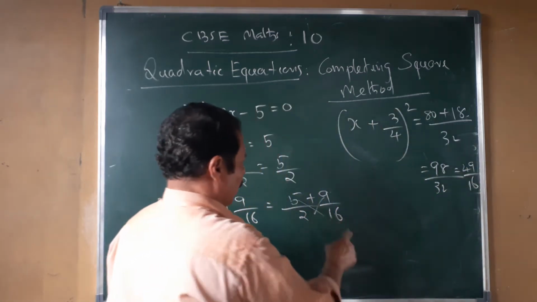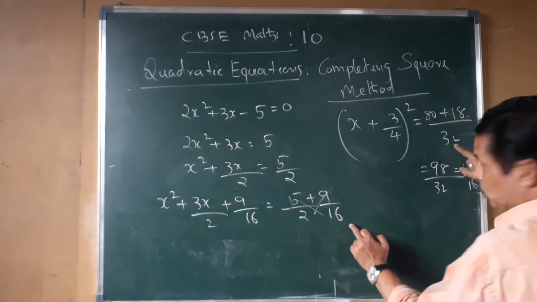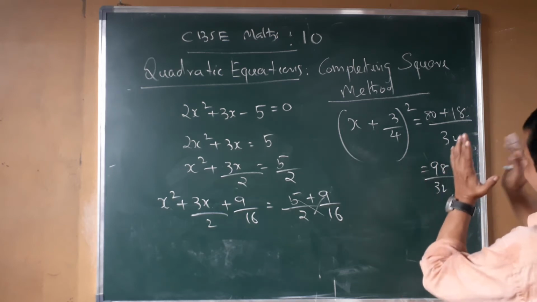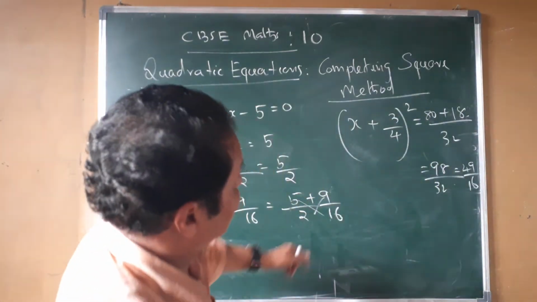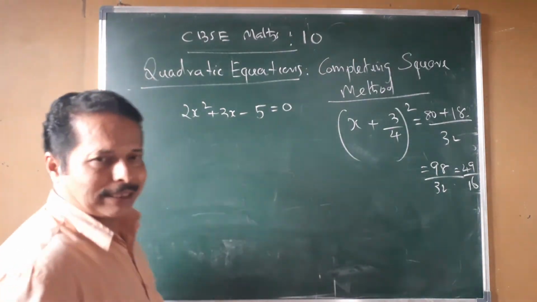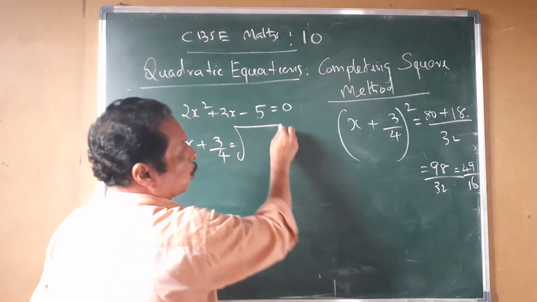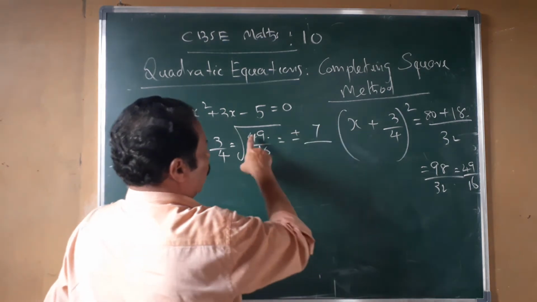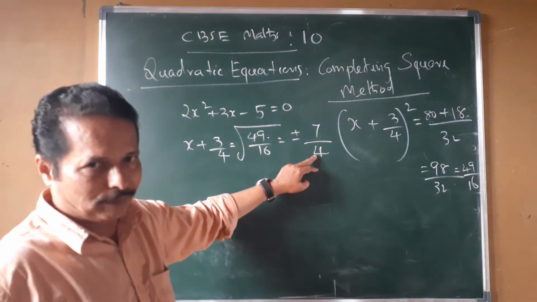Once again, by this way you get 80 plus 18 divided by 2 into 16, 32. That is 98 divided by 32. If you cancel it or divide it by 2, you get 49 by 16. So x plus 3 by 4 whole square equal to 49 divided by 16. Are the steps completed? Now, x plus 3 by 4 is plus or minus root of 49 by 16. Root 49 is 7, root 16 is 4. Plus or minus 7 by 4.